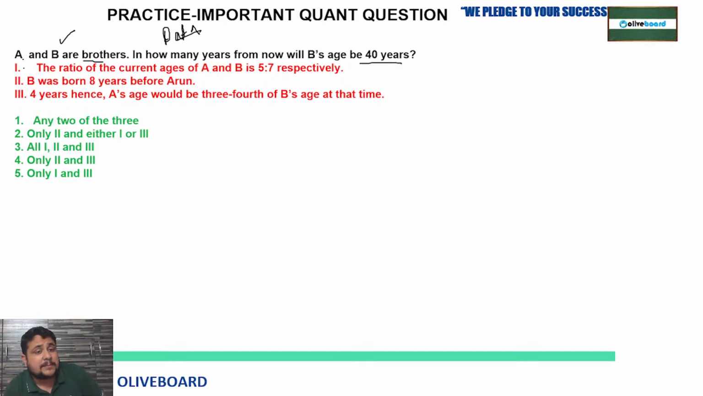And the statements are what? First, the ratio of current ages of A and B is 5:7. So first of all, they have given us the ratio of A and B. A and B are brothers. But by this, can we get the answer?